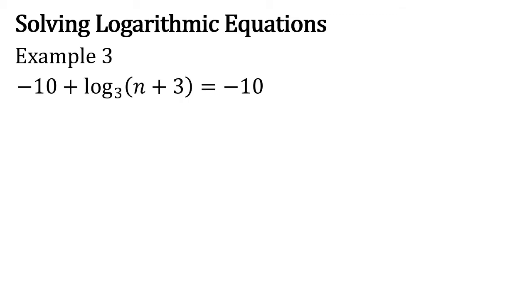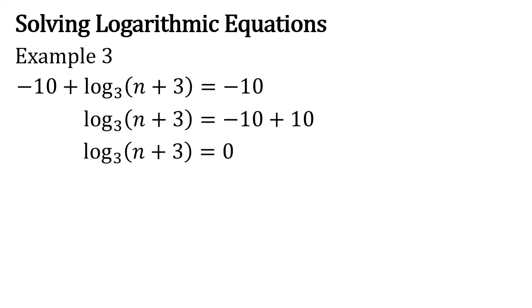Another example. Negative 10 plus log n plus 3 base 3 equals negative 10. There's only one term here with the logarithm. Since there are terms which are constant, you can combine them. So this will be log n plus 3 base 3 equals negative 10 plus 10. Negative 10 plus 10 is 0. So this will become log n plus 3 base 3 equals 0.